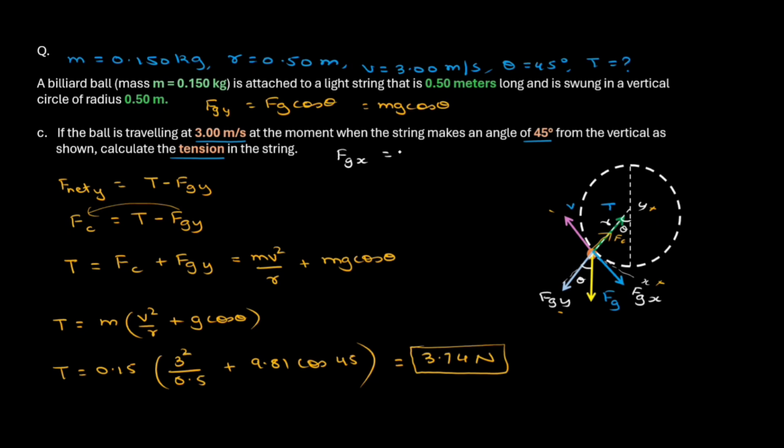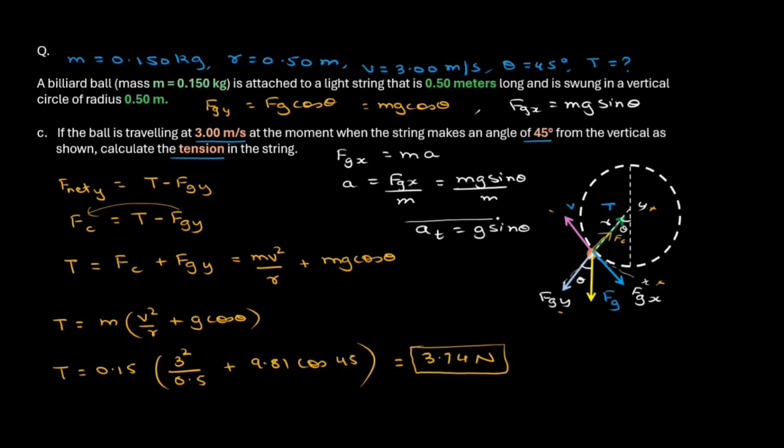We know force is mass times acceleration. So I can find a as Fgx over m. Fgx is the side which is opposite to angle theta. So Fgx you can find as mg sine theta. So here when you substitute that, you get mg sine theta over m. So tangential acceleration will be equal to g sine theta. Now this value can change with the problem.